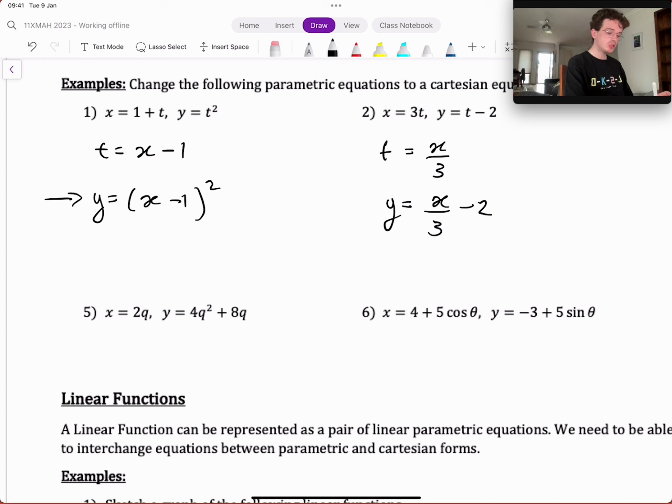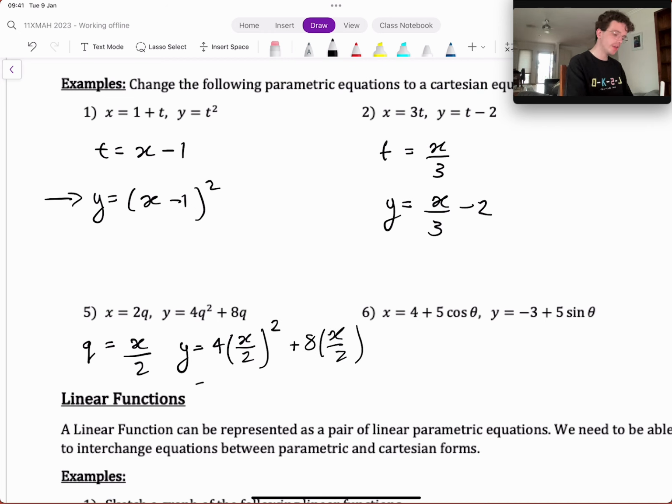Same idea in question number 5, where q is equal to x over 2. So we substitute in our q and get y is equal to 4 times (x on 2) all squared, plus 8 times x on 2. Now we can simplify that. Have a go, maybe pause it and have a go at simplifying that. You're going to get x squared plus 4x. That's our Cartesian equation, y equals x squared plus 4x. Skip this one. I don't know why I put it in there. We'll learn about that next lesson.